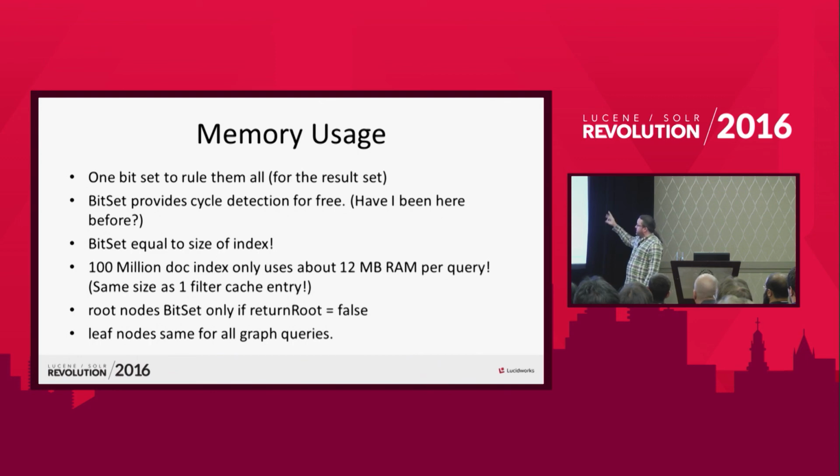There are two other bit sets that are involved with the graph traversal. One bit set is the initial documents that match your original query. Those are your root nodes. And another bit set, which is any document in the index that does not point to another document, has no edges. And so the leaf node bit set allows us to skip doing the doc value lookup for the edges during the hit collection.